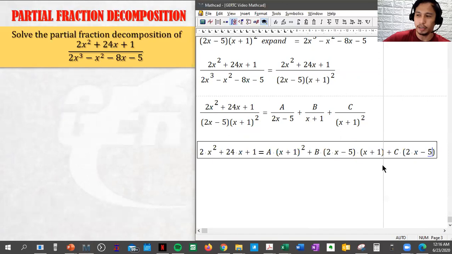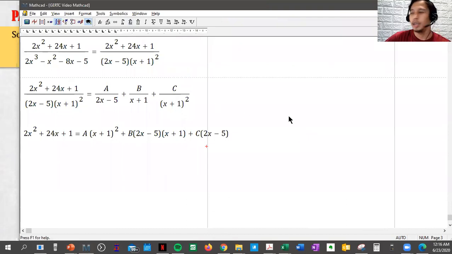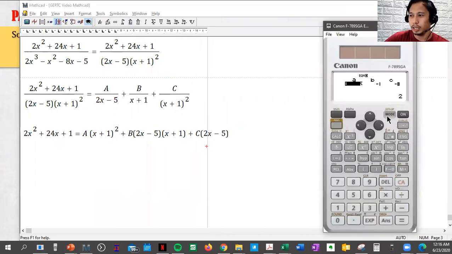Okay. Now, after that, remember that we may just evaluate that right away using the calculator. No? Encoding that dito, input natin 2x squared plus 24x plus 1 is equal to a times x plus 1 squared plus b times 2x minus 5 times x plus 1 plus c times 2x minus 5.